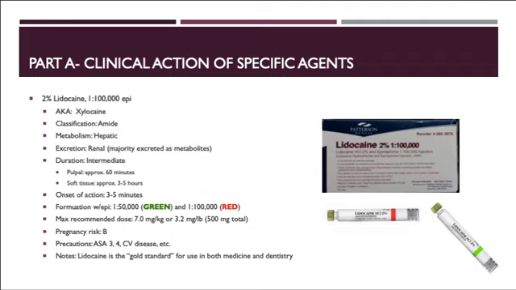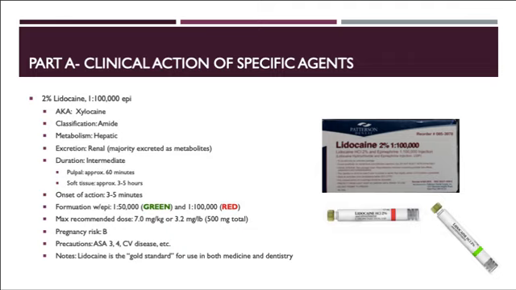Now, the first one that we're going to talk about is this 2% lidocaine, and it's found under the trade name of xylocaine also. It is classified as an amide local anesthetic. It's metabolized in the liver and excreted by the kidneys. Its duration is pretty intermediate. The approximate amount of time for pulpal anesthesia is about 60 minutes, and soft tissue anesthesia usually lasts about 3 to 5 hours. Again, it kind of depends on individual response. How long it takes to get started working is about 3 to 5 minutes.